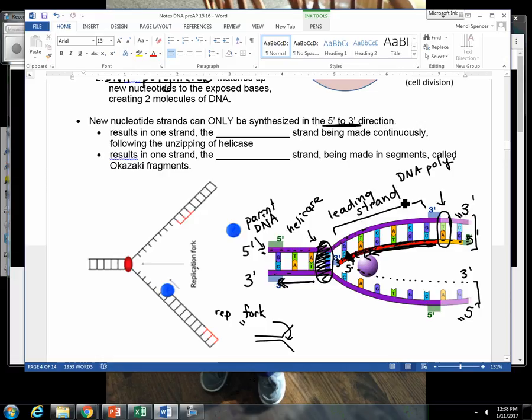So let's fill in some information here. Since we have to make this strand of nucleotides in a 5' to 3' direction, and since we're going to follow helicase, we can continuously, that means we don't have to stop, make this new strand of DNA following helicase. We're going to move DNA polymerase towards the fork. This is called the leading strand.